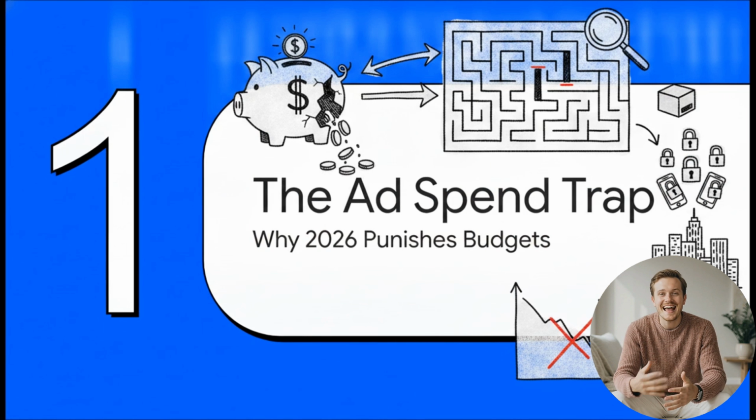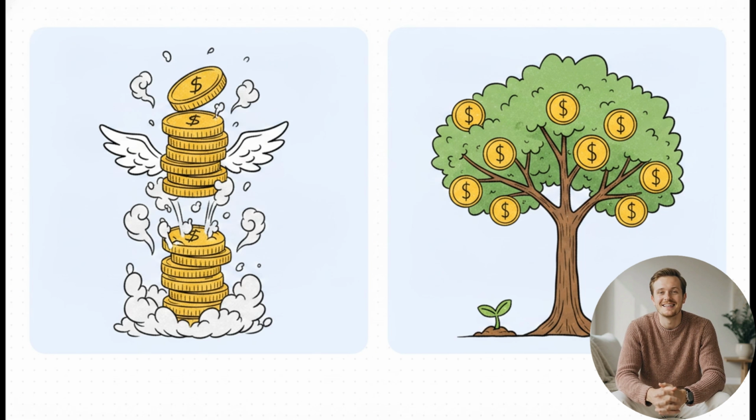Part 1, the ad spend trap, and why 2026 punishes budgets. Look, if you've been frustrated by e-commerce recently, it's probably because the old formula, find a product, run ads, scale it up, is pretty much dead. Beginners are routinely burning $300, $400, maybe $500 just testing ads with zero profit. And why does that happen? Well, it's because when you rely solely on paid ads, you're simply renting attention. The second you stop paying that daily budget, boom, your traffic vanishes into thin air.